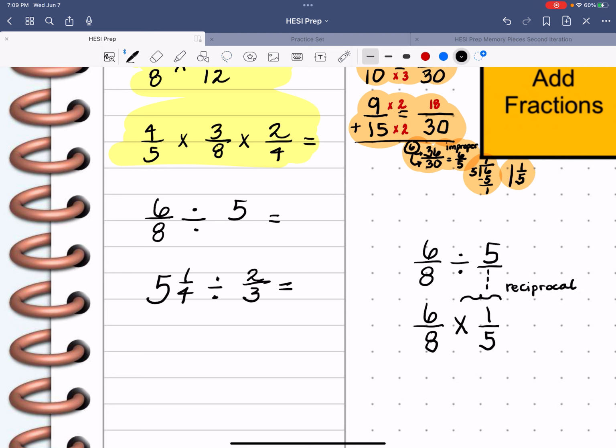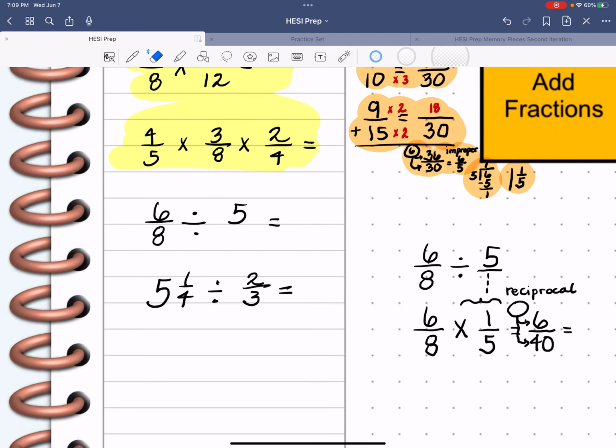And then once you do that, you're back to canceling if you can, which we cannot. So I'm going to say 6 times 1 is 6. 8 times 5 is 40. That will simplify, however. How about a 2? My brain's a step ahead. 2 into 6 is 3, and 2 into 40 is 20. And that is the simplified answer.